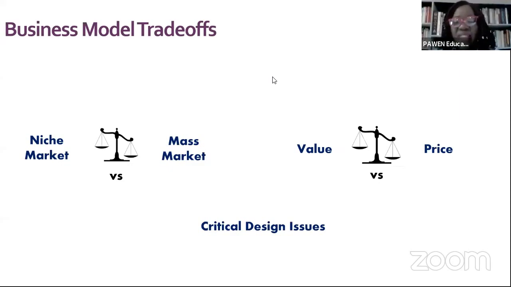Depending on which sector of the economy that you are trading in, there are other trade-offs that you'll need to consider.